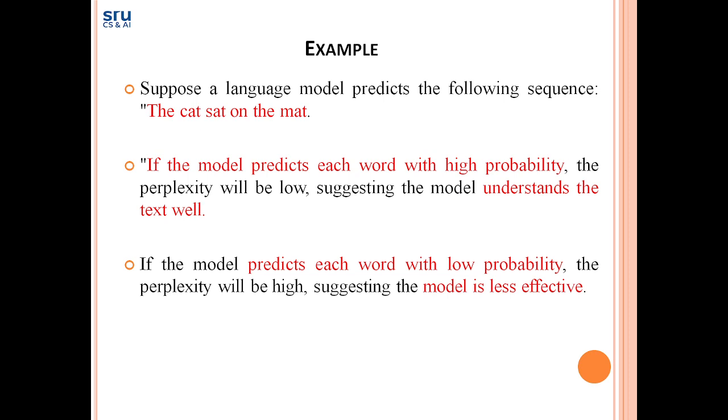For example, suppose we have a language model and the sentence "The cat sat on the mat." If the model predicts each word with high probability, the perplexity will be low, suggesting the model understands the text well. If the model predicts each word with low probability, the perplexity will be high, which suggests the model is less effective.